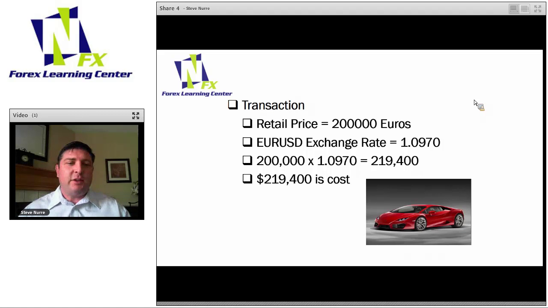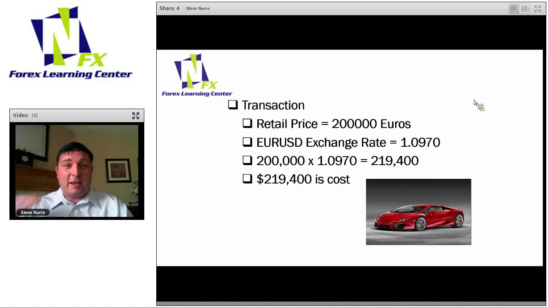And my question that I always ask my students is, is this transaction done? And the answer is yes. This transaction is finished. This is a typical foreign exchange transaction. I actually exchanged money into euros and paid for a product, and that product got shipped to me, and I took delivery.